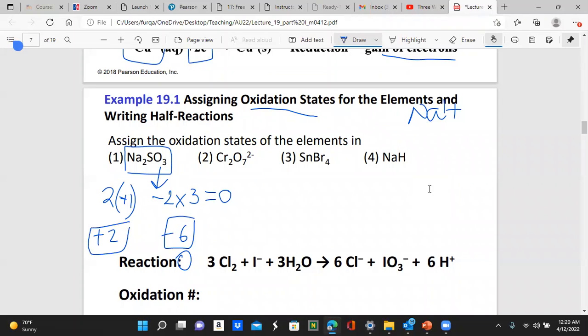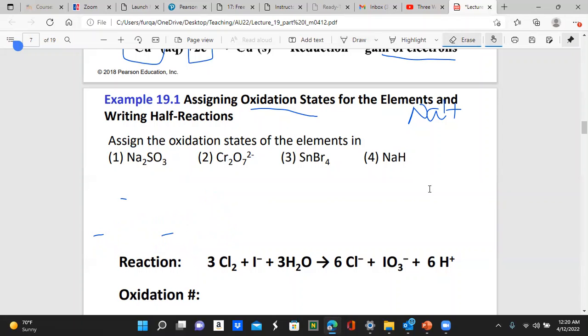What will be the oxidation state of sulfur in order to have it equal to 0? Definitely that's going to be +4. That's how we figured the oxidation state of sulfur in this compound, by having the fact through the rules about oxygen and the sodium. I hope you got it.